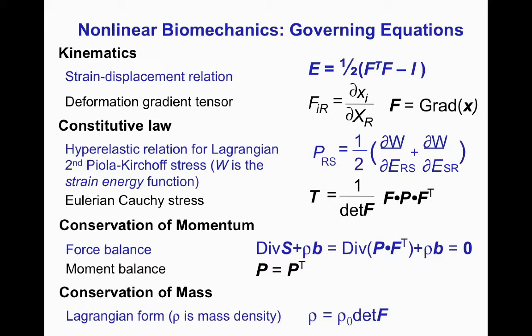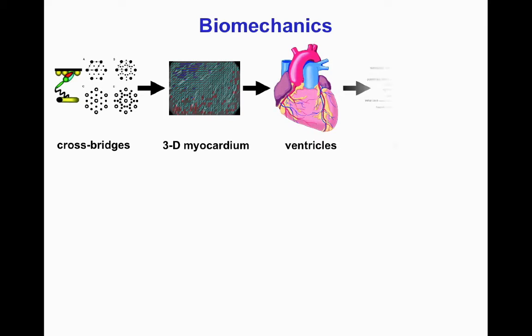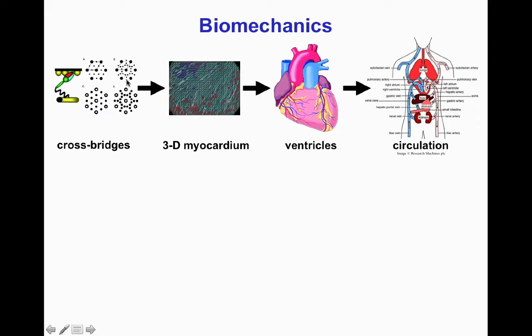So we've seen that there are some analytic solutions that can be obtained with these equations, but only for fairly simple problems such as the axisymmetric inflation, stretch and twist of a cylinder or the biaxial stretch of a homogeneous slab. To solve these equations for more realistic geometries and boundary conditions, we need to use numerical methods. Now, applying these equations to problems in biomechanics, we really have a multi-scale problem. For example, in the mechanics of the heart, we need to integrate the contraction at the level of the molecular motors, the cross bridges in cardiac muscle, into the mechanics of the 3D myocardial tissue, and then solve the equilibrium equations on the geometry of the ventricles and atria, but subject to boundary conditions that are actually being generated by the circulation in response to the contraction of the heart.